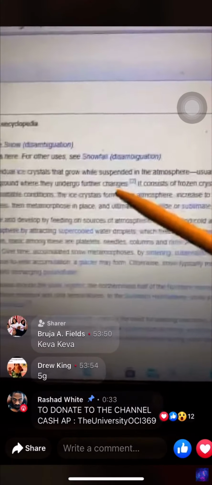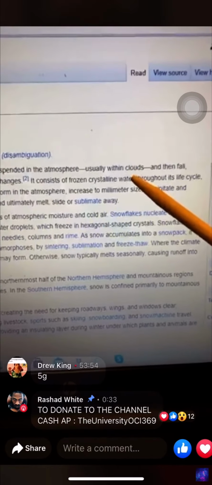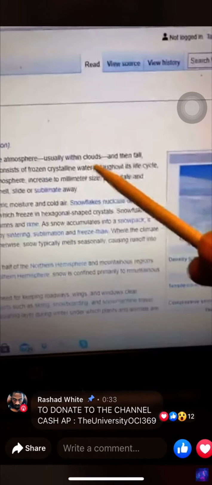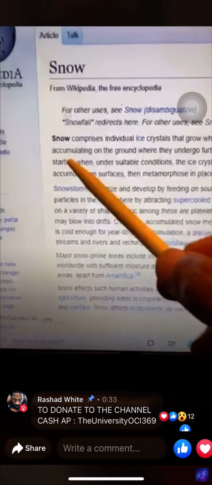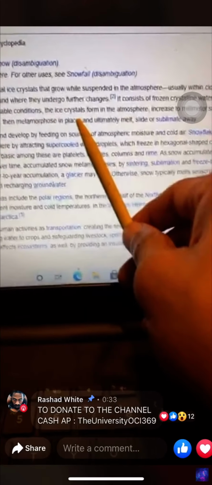Okay, so now we know that these ice crystals grow in the clouds, to be exact, which we know clouds are man-made. Okay, let's keep reading, though. And then fall, accumulating on the ground where they undergo further changes.